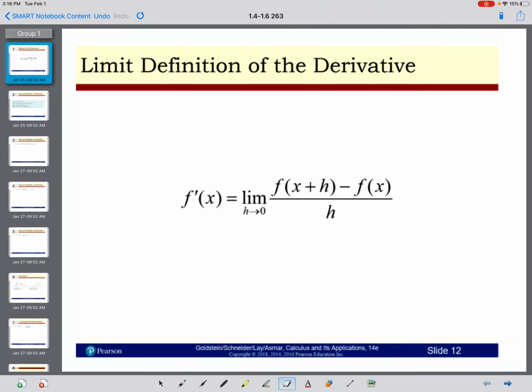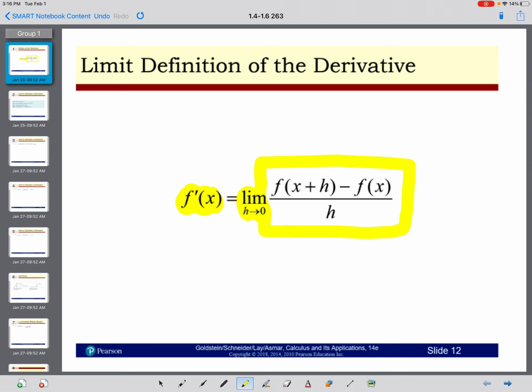Okay, we're going to go ahead and finish up section 1.4. At our last class meeting, we talked about the limit definition of the derivative. So as you recall, the derivative is denoted by f prime of x, and we define the derivative in terms of limits, as you see here. The limit as h approaches 0 of the difference quotient. Okay, so we looked at the difference quotient before. And so if we evaluate that and take the limit as h approaches 0, we will then find the derivative f prime of x.